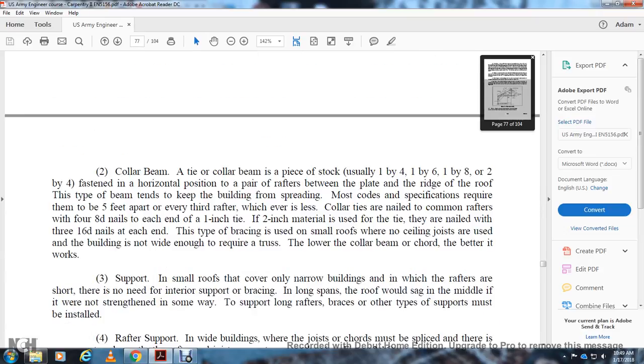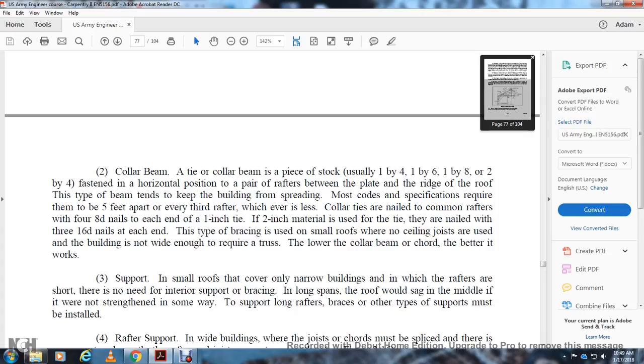Your collar beam. The tie or collar beam is brief. The ties are usually 1x4, 1x6, or 1x8, or 2x4, fastened horizontally to a pair of rafters between the plate and the ridge of the roof. The collar beam at the top tends to keep the building from spreading. Most specifications require ties 5 feet apart, on every third rafter, whichever is less. Collar ties are nailed to the common rafters with 4d nails at each end with 1-inch material. With 2-inch material, the ties are nailed with 3 and 6-inch 16 penny nails.